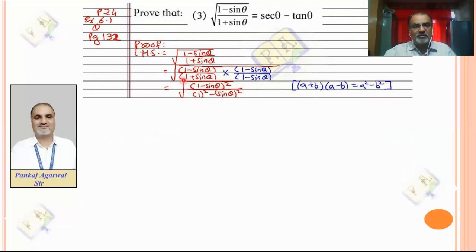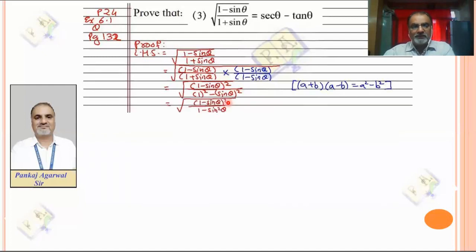But look at the denominator. It is 1 plus sine theta into 1 minus sine theta. It is (a plus b) into (a minus b). The answer is a square minus b square, meaning 1 the whole square minus sine theta the whole square. Open the bracket, it will become 1 minus sine square theta. I will not touch the numerator, of course.